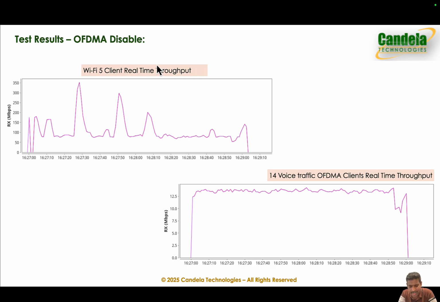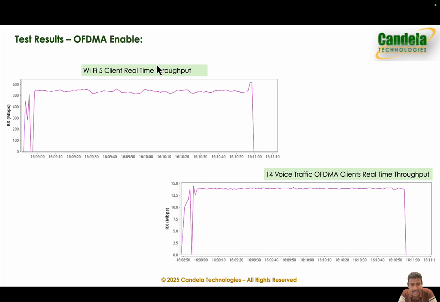Whereas we didn't see this behavior in the OFDMA enabled case. We could see that the rates were pretty stable, right? The collisions also we could see were significantly reduced.